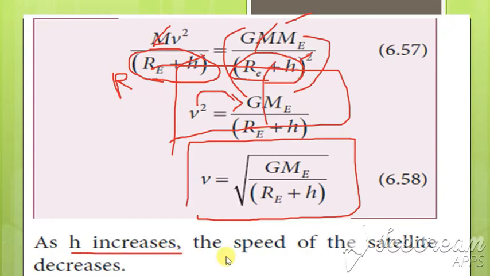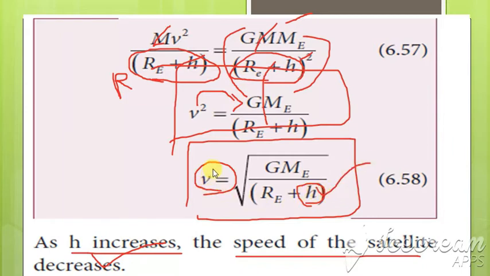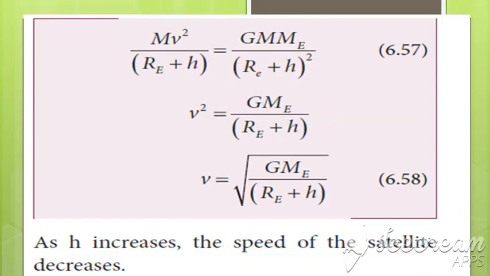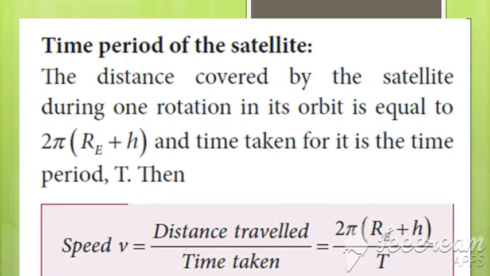As h increases, the speed of the satellite decreases. How are h and v related? They are inversely proportional. So we can say that as h increases, v decreases. This is about the orbital speed of the satellite. Clear with this? Next is the time period of a satellite.